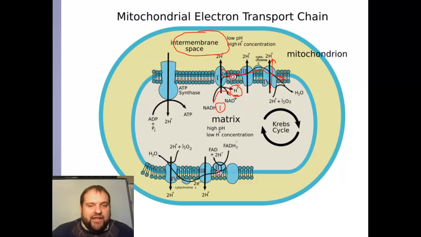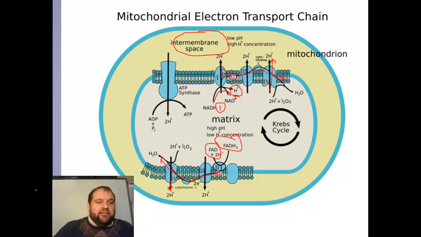FADH2 does the same thing. It drops off some hydrogens and electrons here, and then those electrons get moved through this electron transport chain, and that pumps hydrogens into the intermembrane space, and that generates that gradient. We pump a whole bunch of hydrogens into the intermembrane space. So it happens with NADH and FADH2. They do the same thing. They drop off their hydrogens and electrons, and pass them along an electron transport chain to pump hydrogens through these proteins.